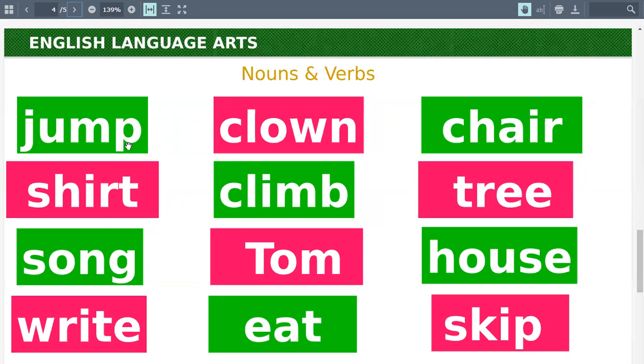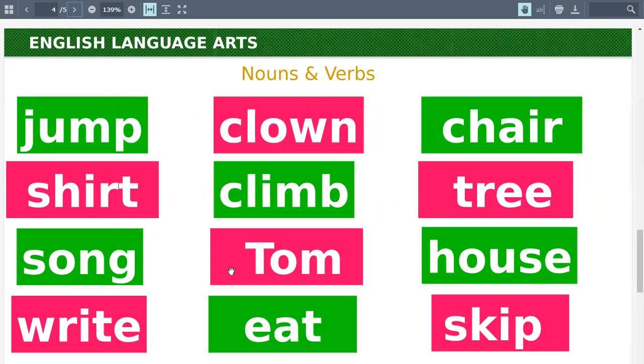If you said verb, you are correct. Shirt. If you said noun, you are correct. Song. If you said noun, you are correct. Write. If you said verb, you are correct. Clown. If you said noun, you are correct. Climb. If you said verb, you are correct.